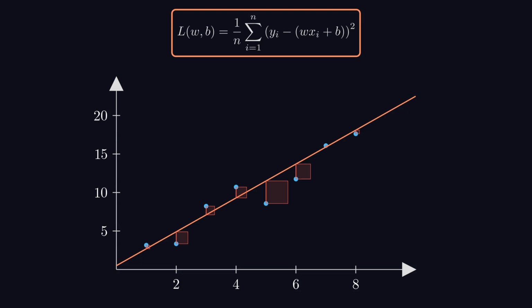The total error, the loss, is the mean squared error. L of w, b equals 1 over n, times the sum from i equals 1 to n of y_i minus (w x_i plus b), all squared. This single number tells us how bad our line is. A big L means a bad fit. A small L means a good fit. Our goal, minimize L.